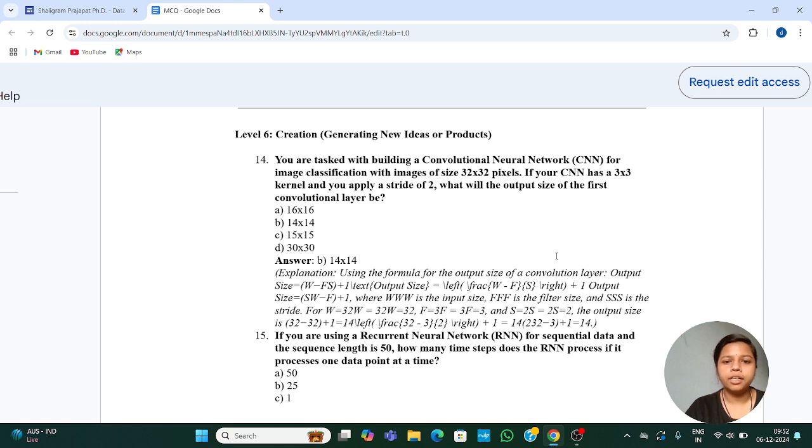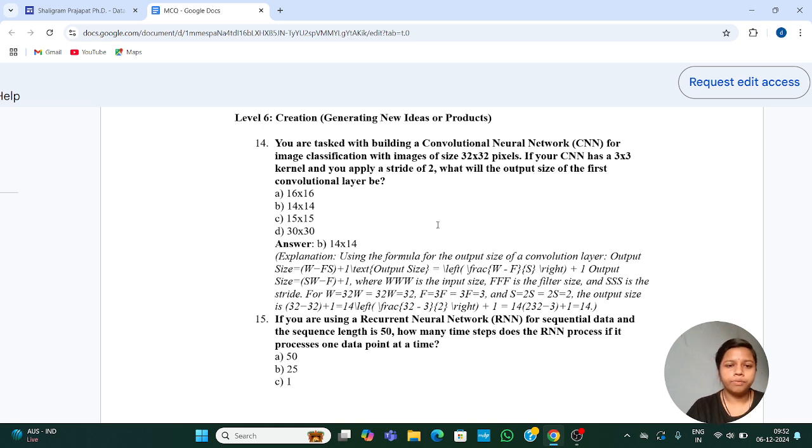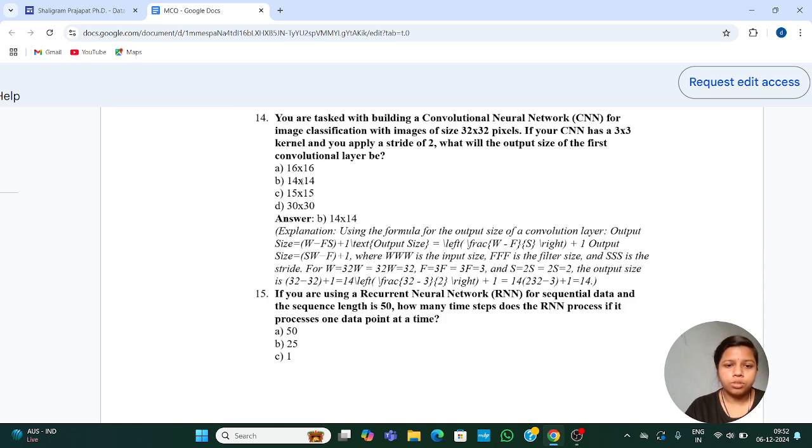You are tasked with building a convolutional neural network, CNN, for image classification with an image size of 32 by 32 pixels. If your CNN has a 3 by 3 kernel and you apply a stride of 2, what will be the output size for the first convolution layer? The answer to this question is 18 by 18. Here is the explanation for this question.